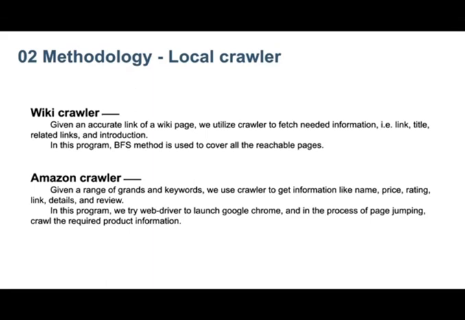The next one is the Amazon crawler. It is given a range of categories and keywords, and we use the crawler to get information like name, price, rating, link, details, and review. In this one, we use WebDriver to launch Google Chrome, and in the process of page jumping, crawl the required product information.